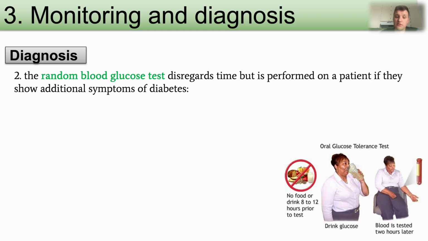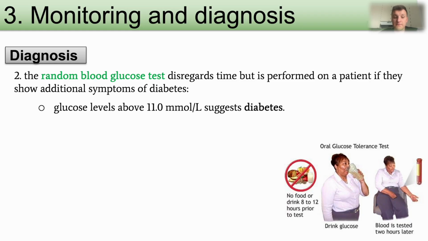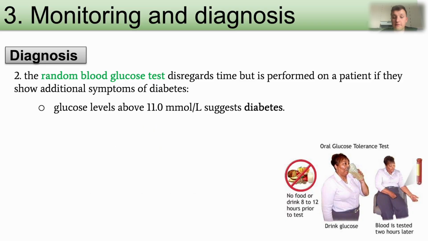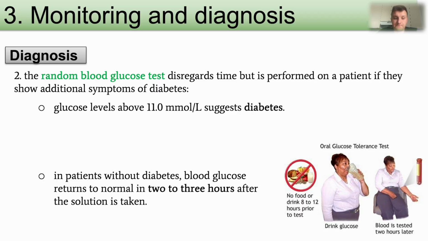The random blood glucose test disregards time but is performed on a patient if they show additional symptoms of diabetes. So glucose levels above 11 millimolar per liter suggest diabetes, if there's this random test during the day.